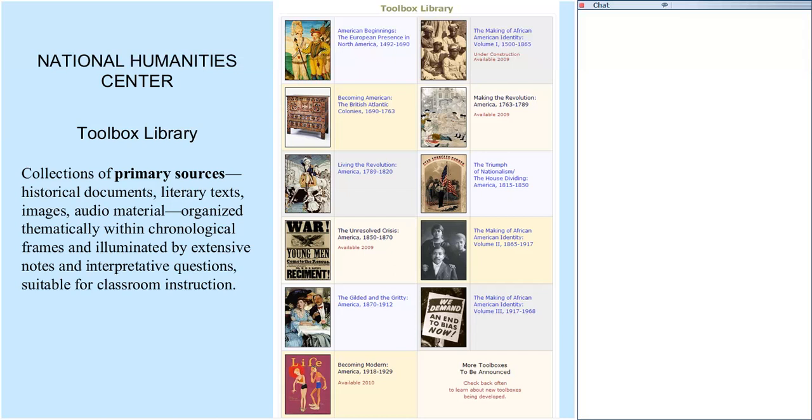We also offer what we call our Toolbox Library. These are collections of primary resources. They're really teaching anthologies consisting of historical documents, literary texts, images, and audio material. They're organized thematically within chronological frames, and they're illuminated by extensive notes and interpretive questions. They're really ideal for classroom instruction.